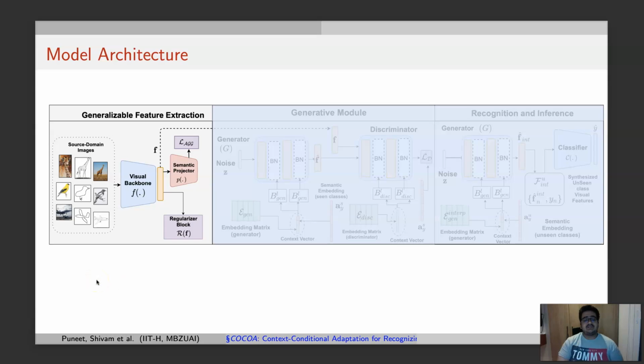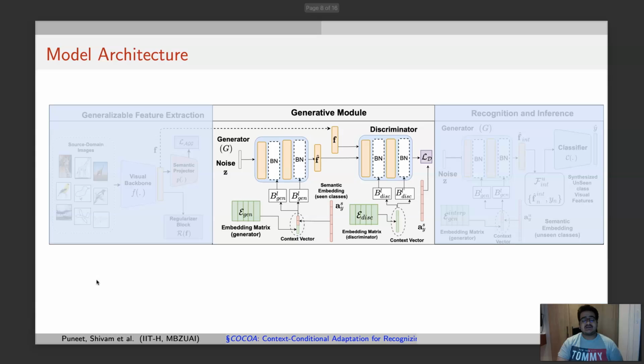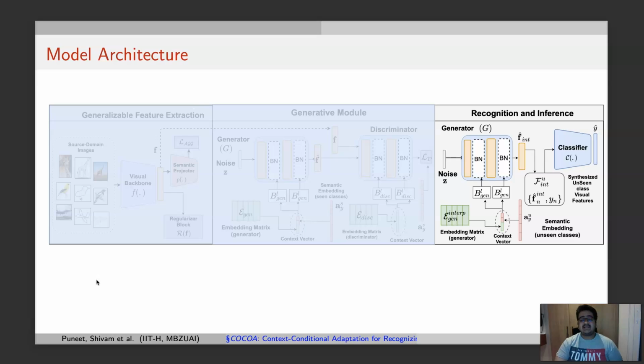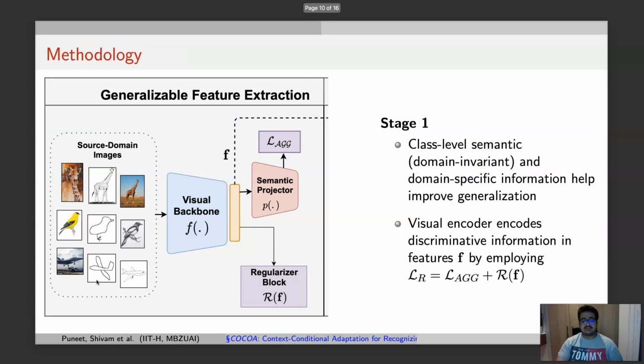In stage 1, we start by extracting features that capture both domain-invariant and domain-specific characteristics from images. Next, we train our generative model, which is equipped with context-conditional adaptive batch normalization layer. Finally, in stage 3, we train our recognition classifier C and perform inference at test time. We will now take a closer look at each of the modules individually. We start with stage 1.